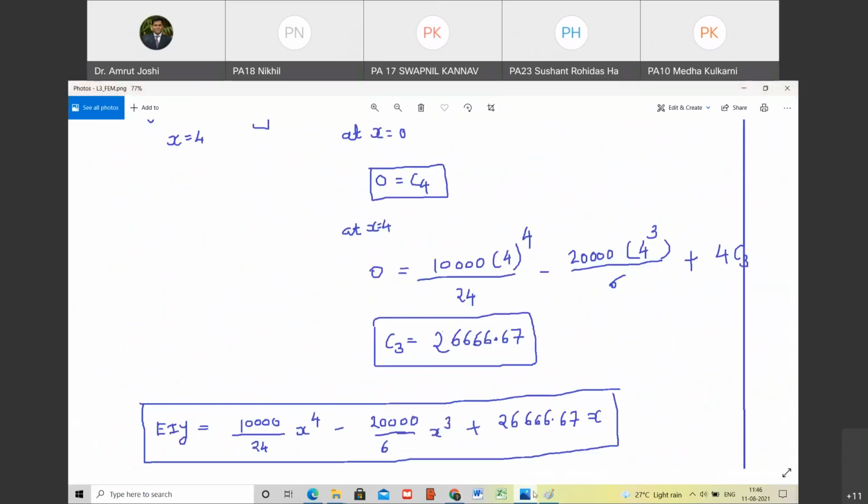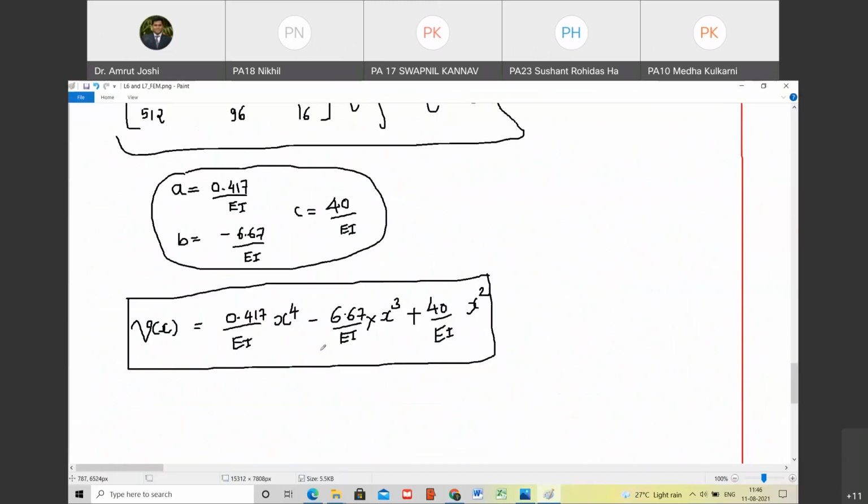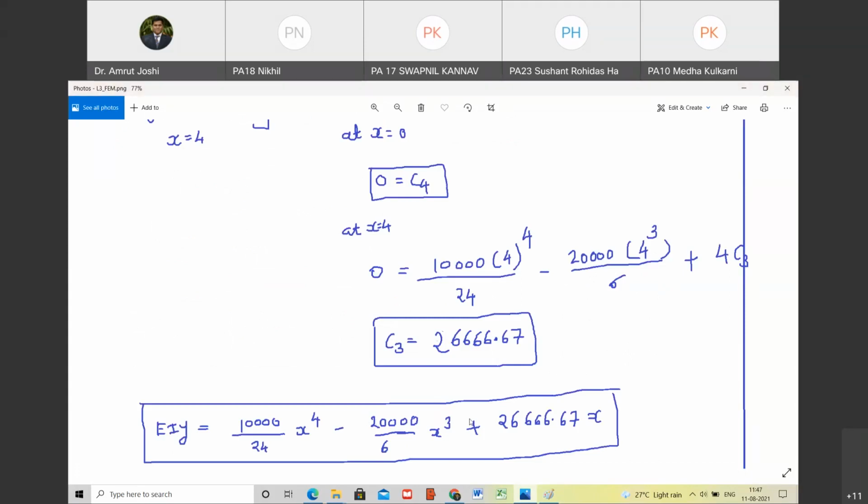Are you with me? In this case, one thing remains to be done. Here we have expressed all the forces in kilonewton. Look, forces are expressed in kilonewton and deformation is expressed in meter. That you have to understand. So therefore EI needs to be expressed in terms of kilonewton meter square. Keep this in mind. But let us have a look at the expression for EIy.